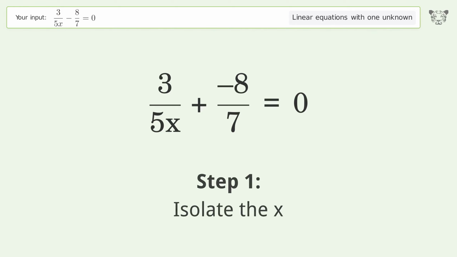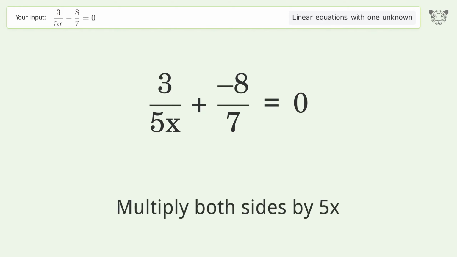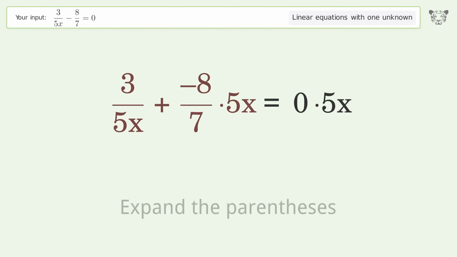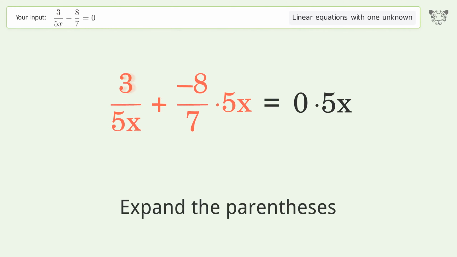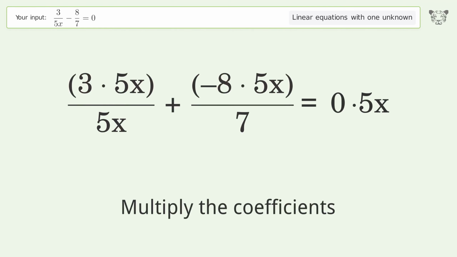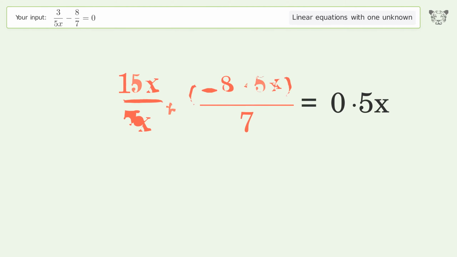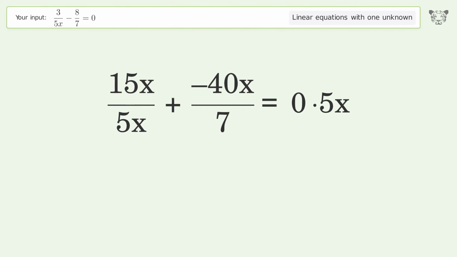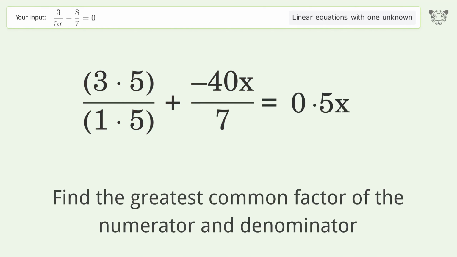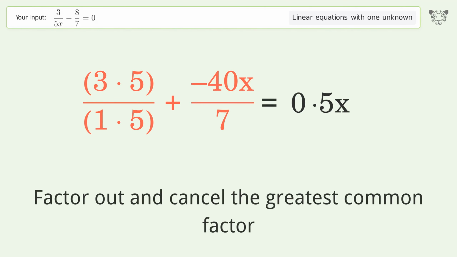Isolate the x. Multiply both sides by 5x. Expand the parentheses. Multiply the coefficients. Find the greatest common factor of the numerator and denominator. Factor out and cancel the greatest common factor.